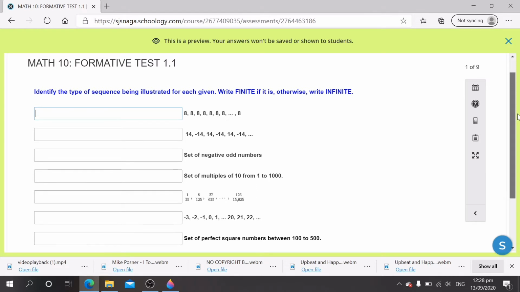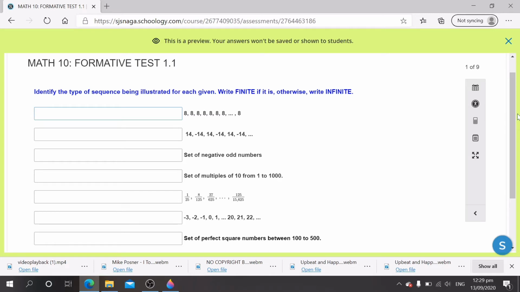So let's have the first question. Identify the type of sequence being illustrated for each given. Write finite if it is, or otherwise write infinite. Remember, when we speak of finite sequence, these are sequences whose terms are or can be counted. So kapag hindi mo mabibilang yung number of terms, automatically infinite yan. Hindi man totally manually, di ba? If you cannot compute the number of terms, then infinite.